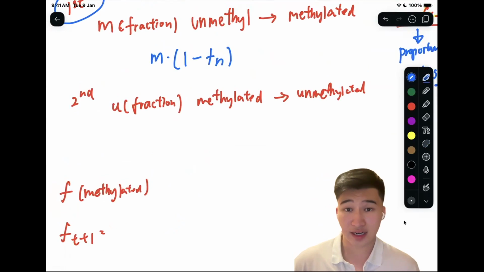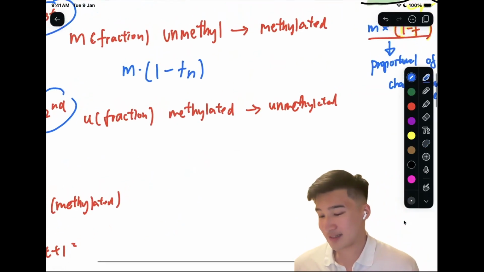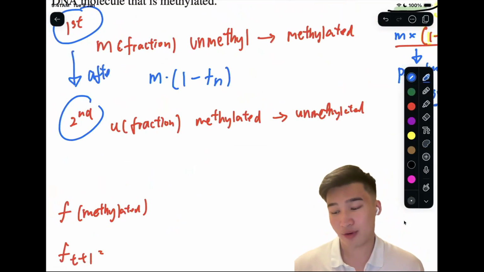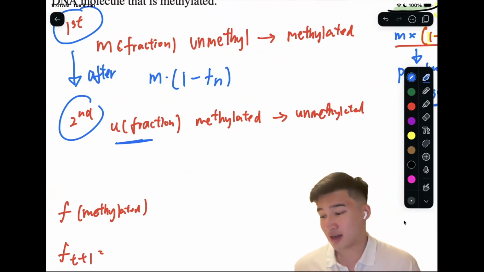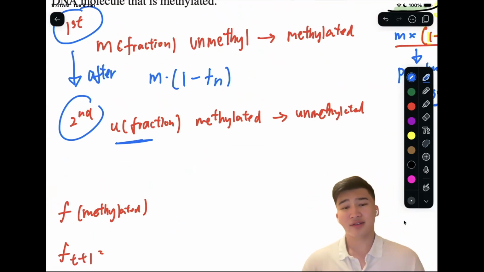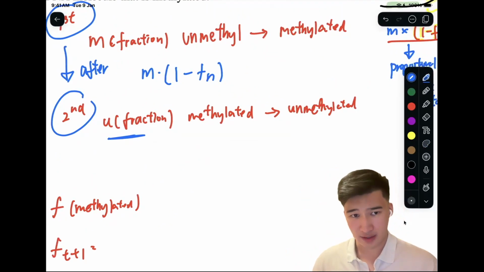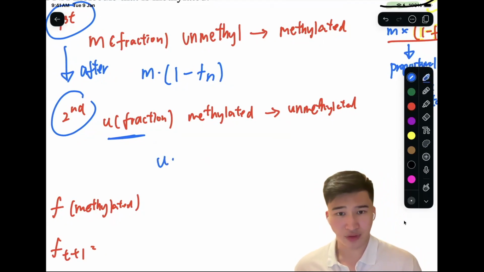Moving on to the second point, we have to be extra careful here. What it says is that after doing this operation, a proportion of methylated becomes unmethylated. So let's think about it: what does it mean by the proportion of methylated? Well, it's going to be similar to what we did on top. We have U multiplied by something.